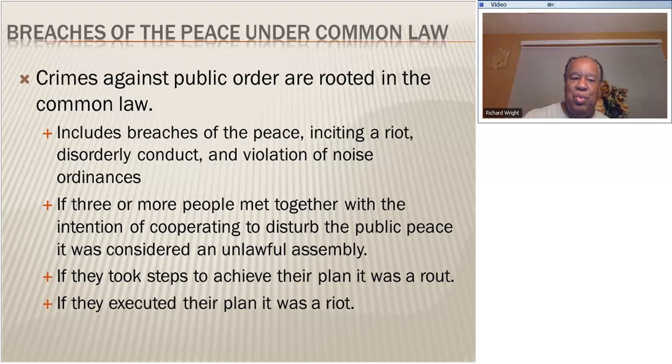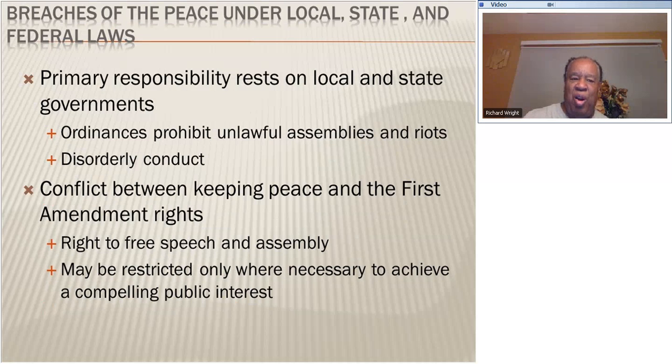However, we have moved from that to breaches of the peace under laws that are passed: statutes, codes, regulations, federal, state, and local laws, primarily to protect the public and prohibit unlawful assemblies, riots, and disorderly conduct. There is some debate, though, between keeping the peace and First Amendment rights. Rights like free speech and assembly may be restricted only where necessary to achieve a compelling public interest. In other words, you can restrict a constitutional right, but it is the government's burden to show that there is no other way to do this, or that it is the best possible way to protect the public from attacks and dangers. That's what some of the laws we're going to talk about come from.